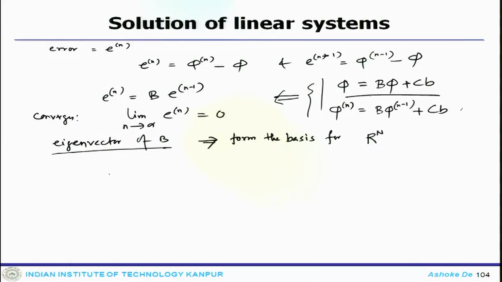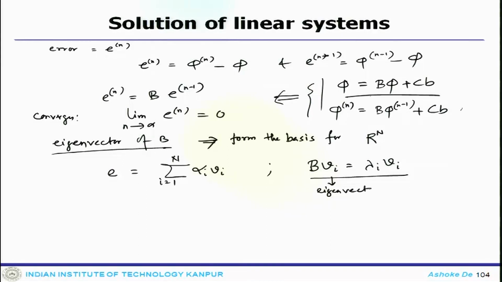So, one can write the error as the summation of i goes to n of alpha i times small v i, where each of the eigenvectors satisfies B v i equals lambda i v i. Here v are the eigenvectors and lambda are the eigenvalues. So, one can now write these things.